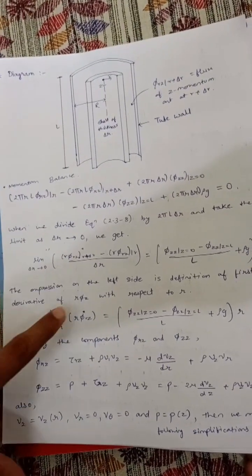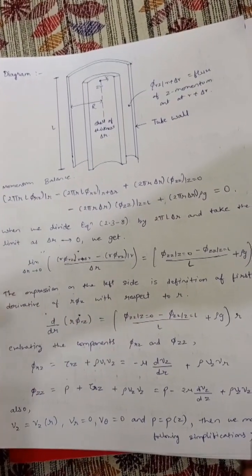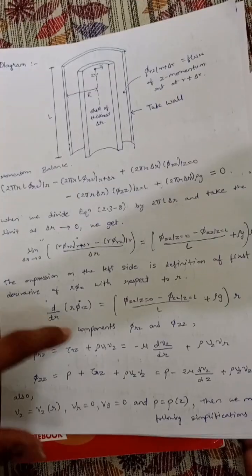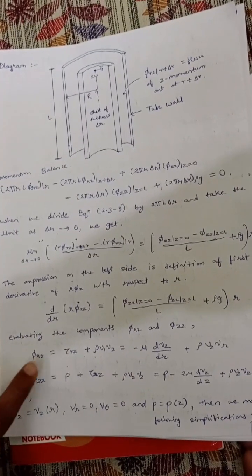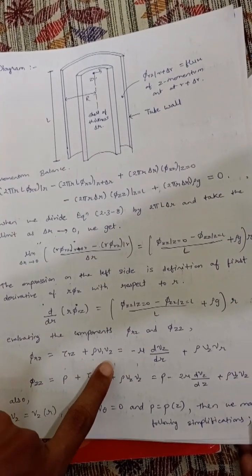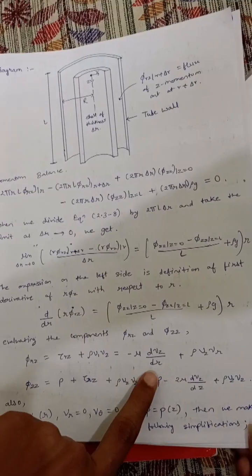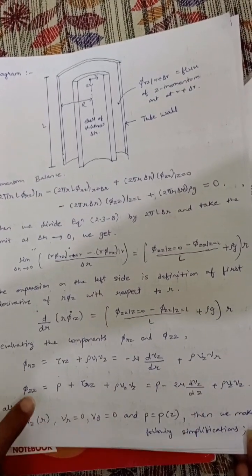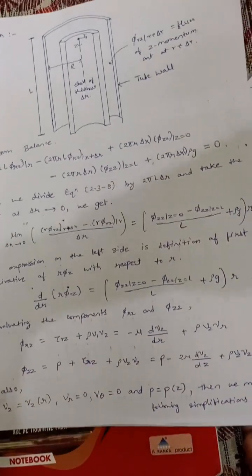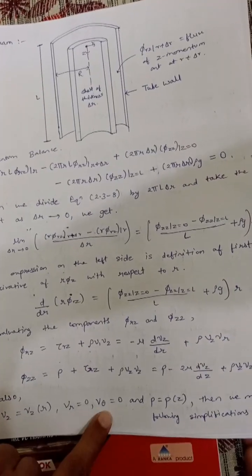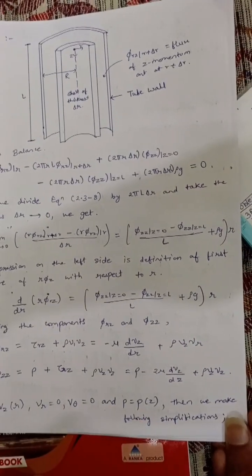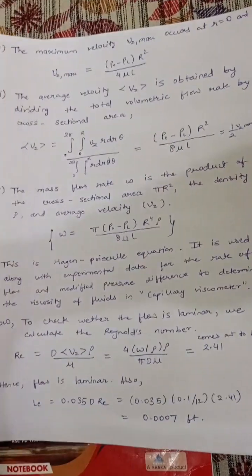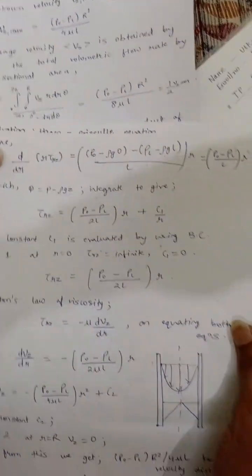When we take the derivative of this with respect to r, we get this equation. Evaluating the components phi rz and phi zz, we get phi rz is equal to tau rz plus rho Vr Vz, which is equal to minus nu dVz by dr plus rho Vz Vr, and phi zz is equal to this. Also Vz is a function of r, Vr is equal to 0, V theta is equal to 0, and P is a function of Z. Then we make the following simplification, so we get this equation.